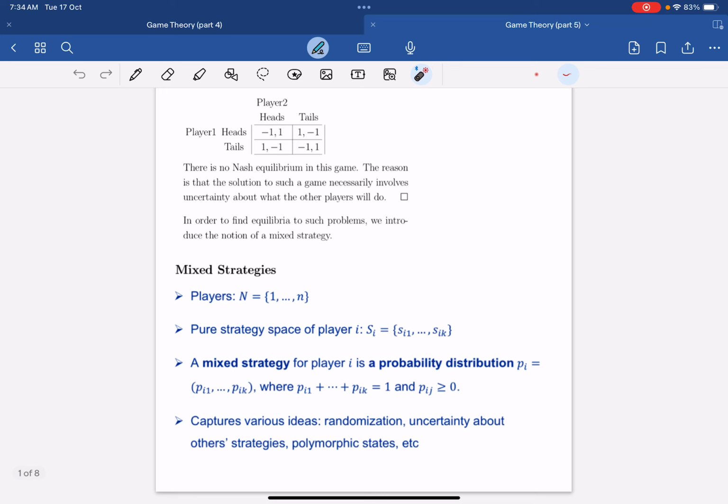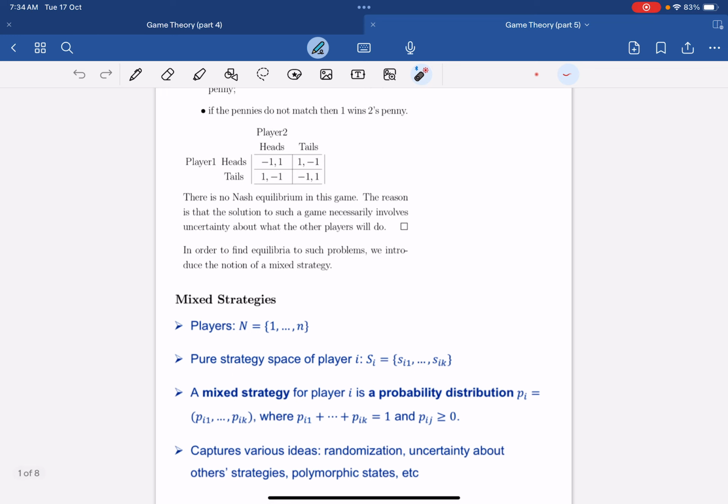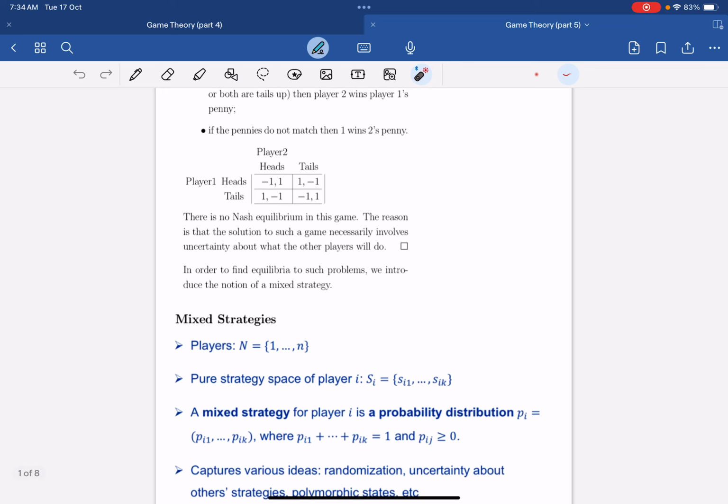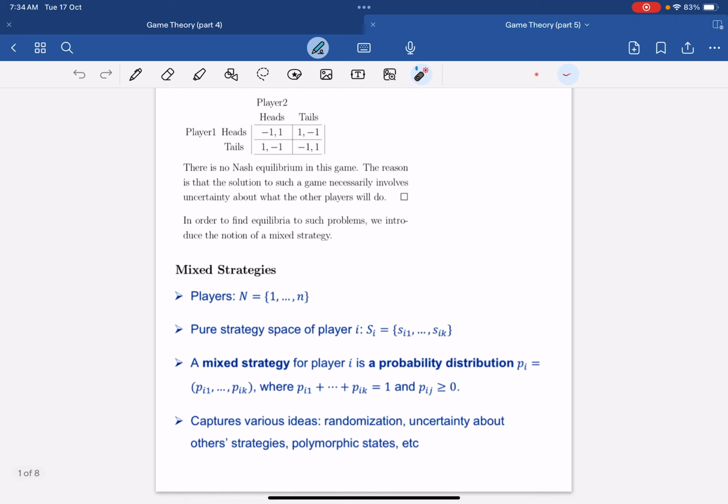And a mixed strategy is basically a probability distribution where you play a probability of P for heads and a probability of Q for tails, but P and Q must add up to 1. And this can happen for K players or N players, where each player has K actions.